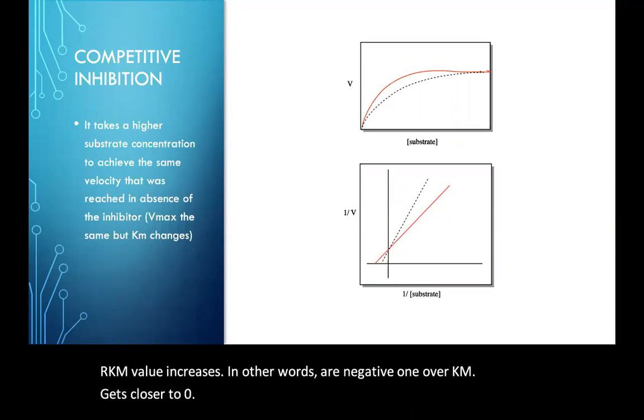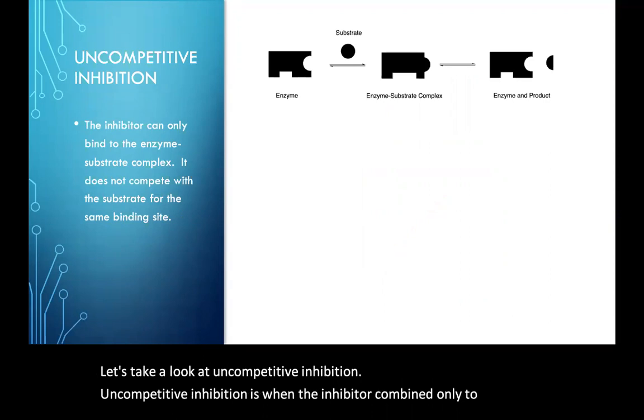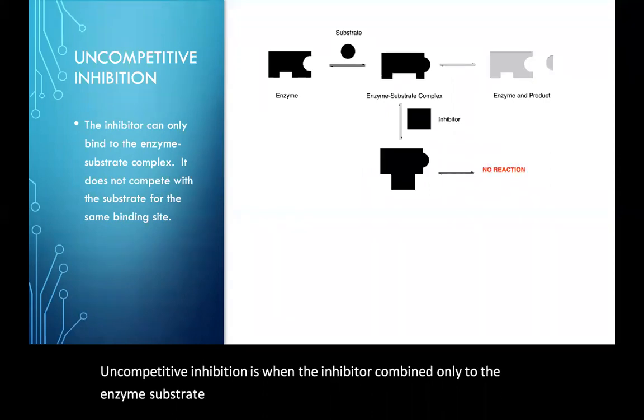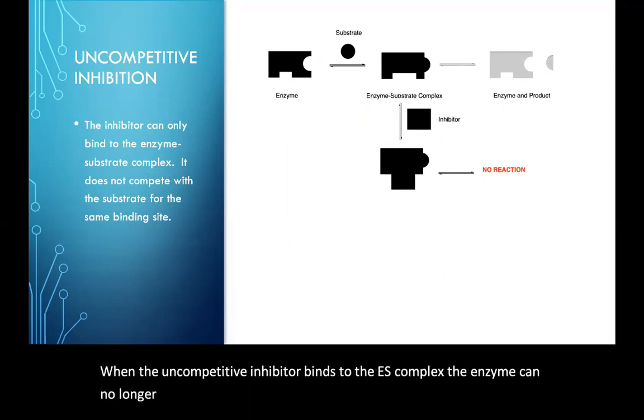Let's take a look at uncompetitive inhibition. Uncompetitive inhibition is when the inhibitor can bind only to the enzyme substrate complex, thus inhibiting it. When the uncompetitive inhibitor binds to the ES complex, the enzyme can no longer function as it could in the absence of the inhibitor. So the Vmax rate will decrease.